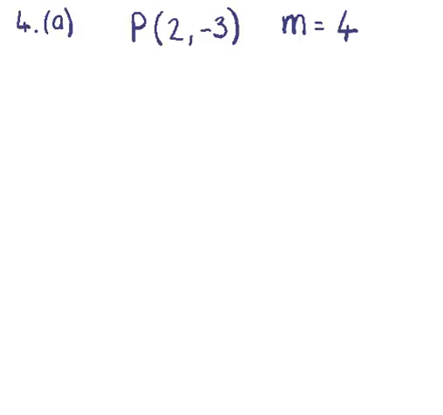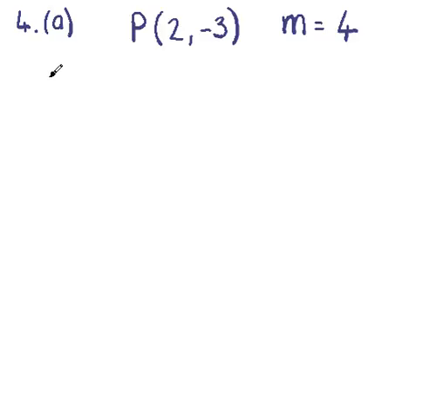This is question 4a. The question says find the equation of the line passing through the point P, which is (2, -3), with gradient 4. Well, this one's pretty straightforward. We have the gradient and we have a point. That's exactly what we need in order to find the equation of the line.